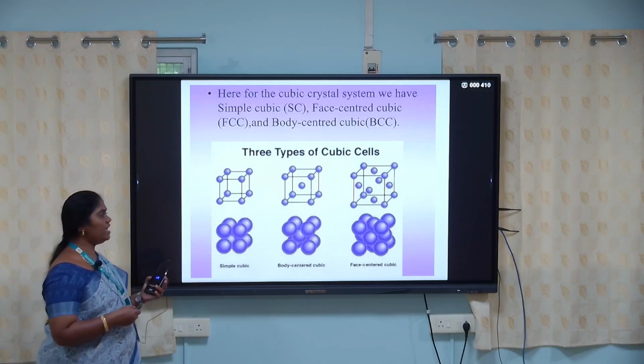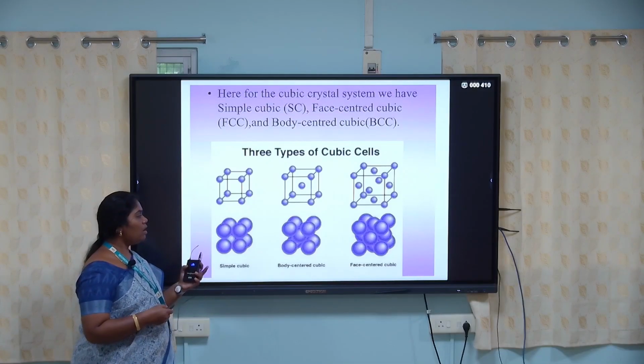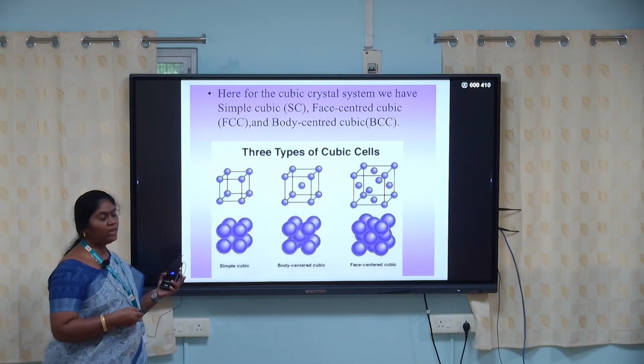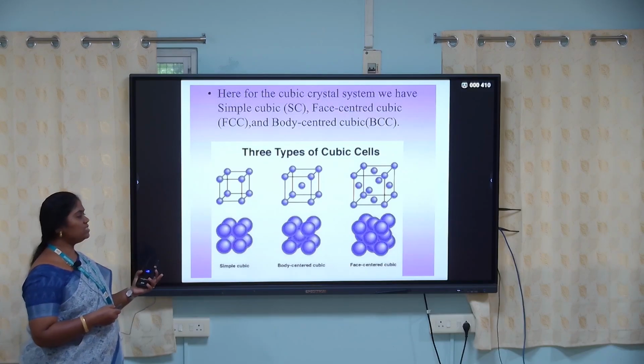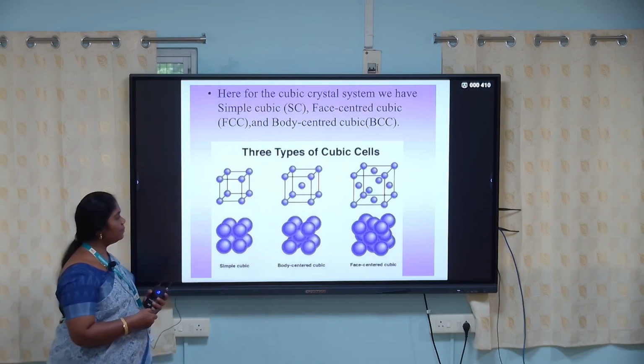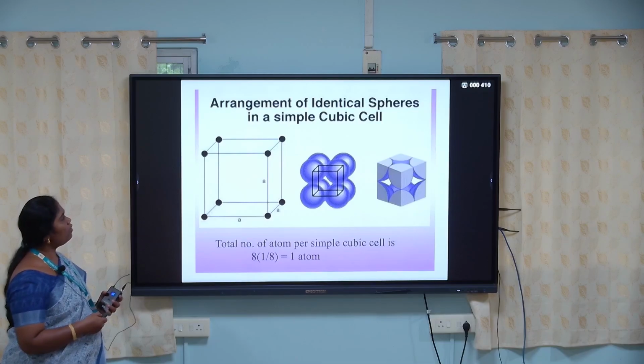So, at the center of each face. There are 6 faces in the cube, so at the center there should be an atom. That is called face centered cubic. So this is the arrangement of atoms in the simple cubic cell.